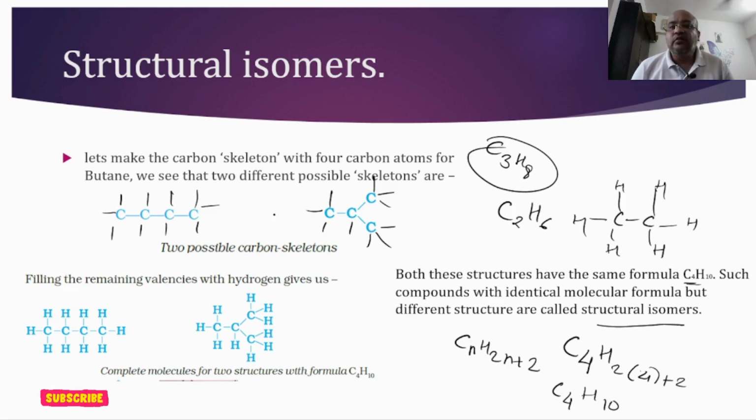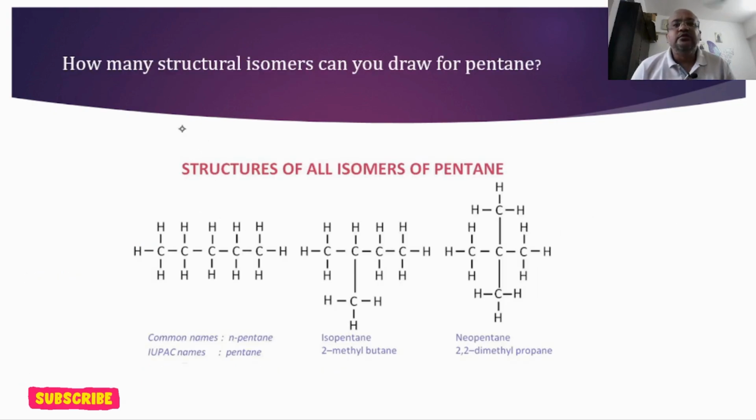But you'll see what is the catch? The molecular formula remains the same, that is my C4H10 remains the same. So this is my structural formula for butane. Now see here, pentane. How many isomers have I got for pentane? Here you see, three isomers are possible.